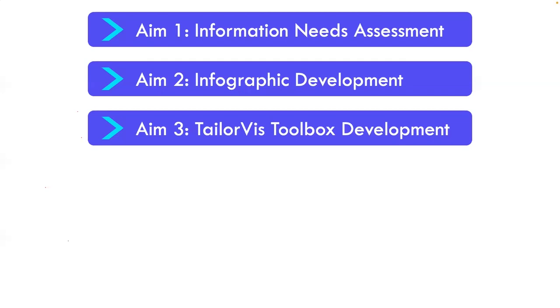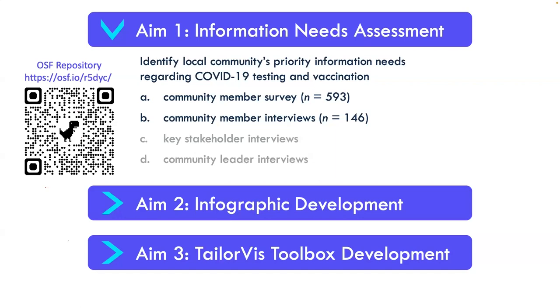For aim one, we wanted to identify the priority information needs of our predominantly Hispanic and Black community members in Lower Manhattan. So although we later expanded our study to additional Chinese and Bangla-speaking communities in New York City, here I'm reporting only on the results of our work in English and Spanish. The QR code will take you to our OSF repository. It contains all of our data collection tools and forms. And you can see the finished infographics there as well. And I'll show it again.